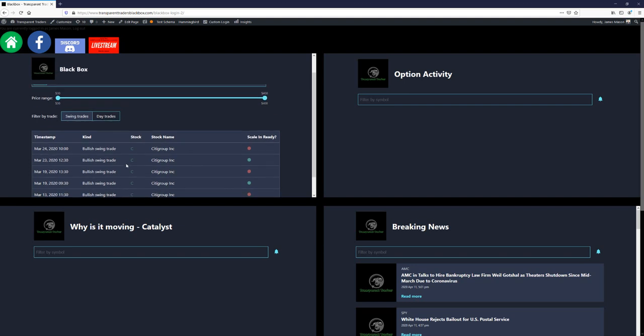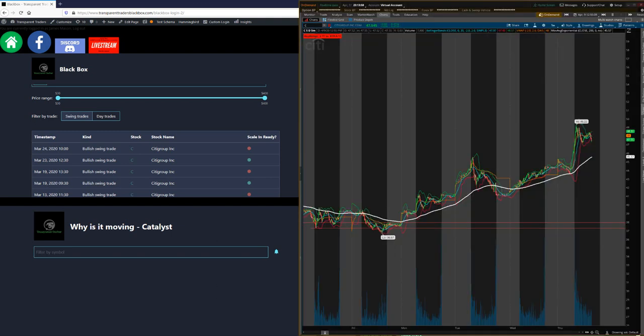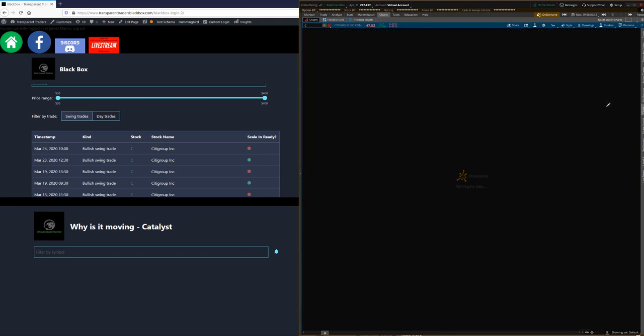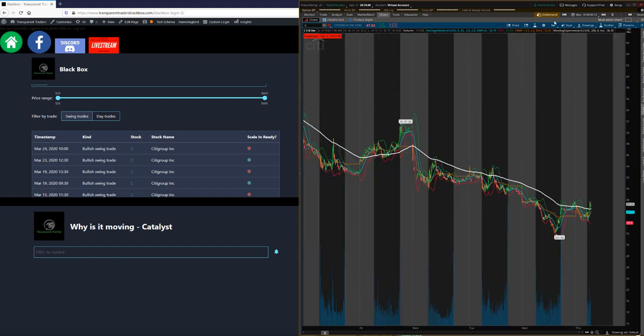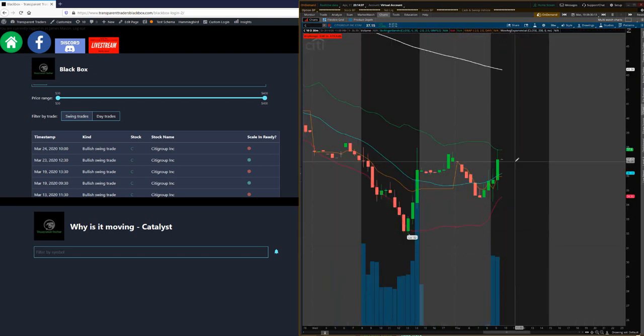All right, so we'll go back to March 19th. So I'll pull up my chart. And I'm going to go back to March 19th. This alert triggered at 9:30 a.m. Central Time for a bullish swing trade. So I'll just type that time in. All right, and we'll let it buffer. I'm going to put it on the 30-minute chart. I'll do a 10-day 30-minute chart, and we can see what it looks like.